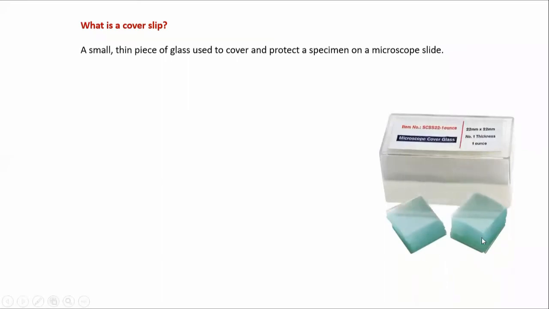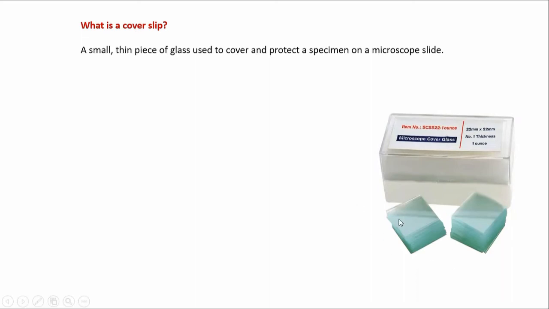This is how a cover slip looks. Now, when you place a specimen or an object on the glass slide, sometimes dust particles may fall into it, or even microorganisms may contaminate the specimen. So to prevent that, we use something like a covering. That is the cover slip. It is a thin piece of glass used to cover and protect a specimen on the microscopic slide.